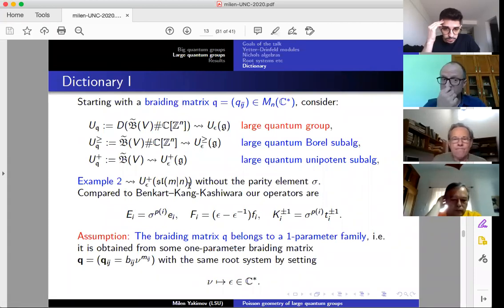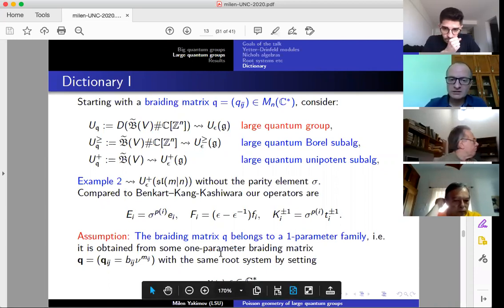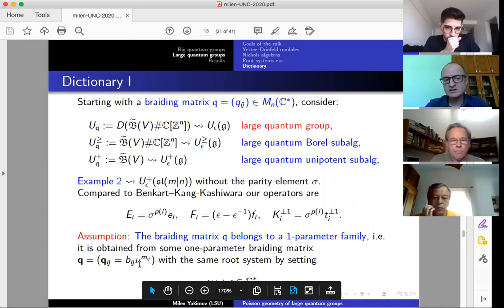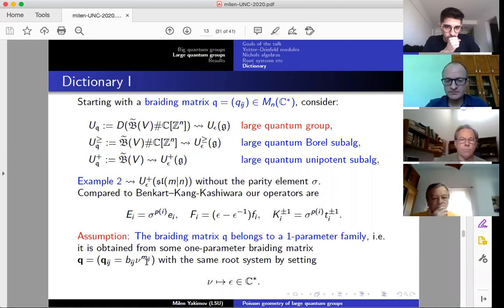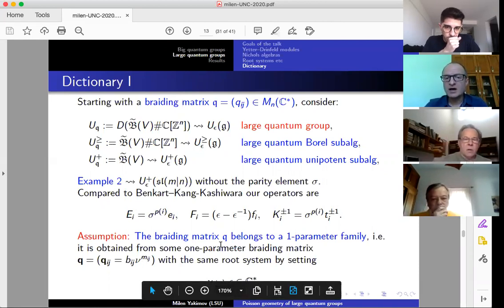So there's one extra assumption that we're going to make, and this assumption is that if we look at this braiding matrix Q, we will assume that it belongs to a one-parameter family. In other words, we can write down a braiding matrix that depends on one parameter. This parameter will be called nu. The matrix will have the form where I write down an integer times an integer power of this nu. And we assume that our braiding matrix Q is obtained from this matrix Q with the extra parameter by simply setting nu equal to epsilon.